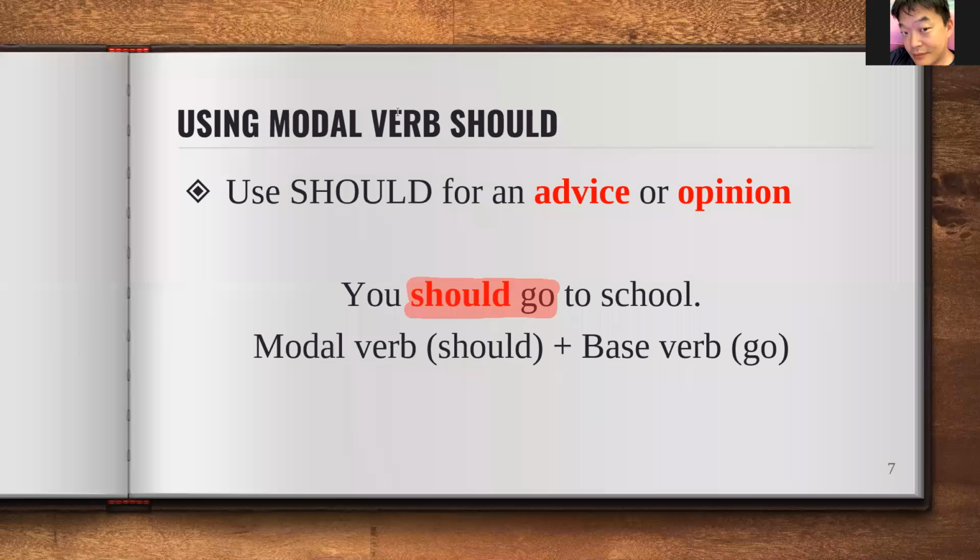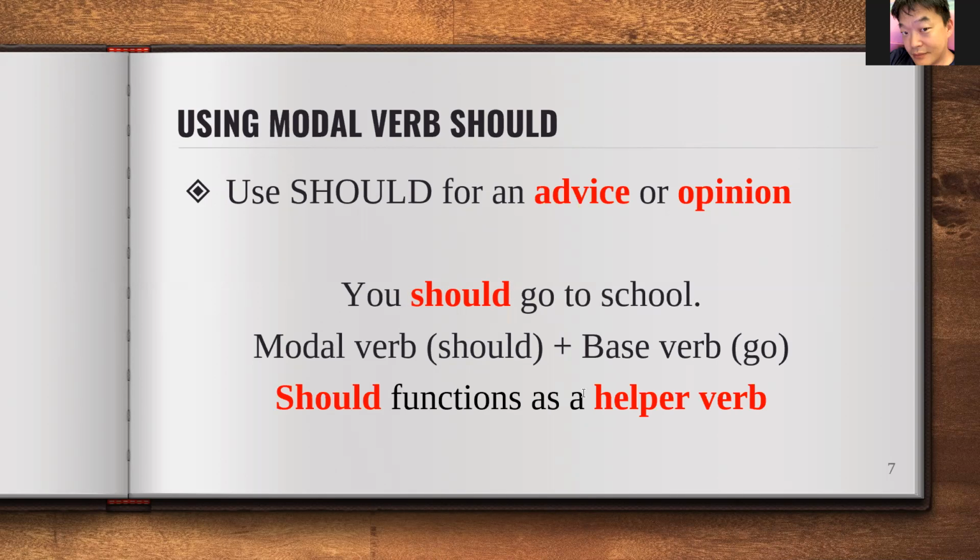Another thing that I want you to remember is this. You do not need another helper verb. Don't use do. Don't use does. You don't need that. Why? I'm going to show you. Because should functions as a helper verb. Should is already a helper verb. So when you are doing the negative or the interrogative, you use should as the helper verb. This is very important for you to remember.